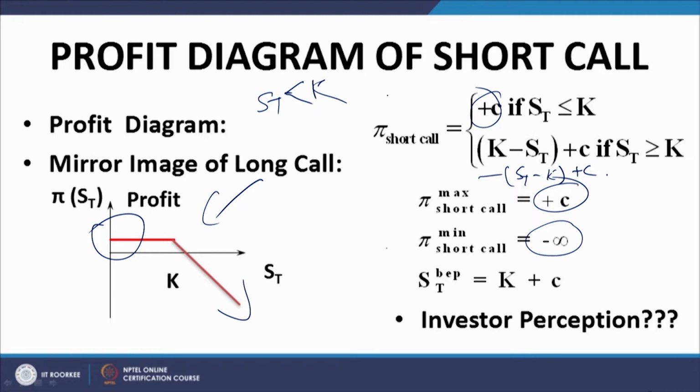I repeat, a party would be willing to write an option on an underlying asset if the perception is that the underlying price will remain below the exercise price, and as a result of which the option will not be exercised, and as a result of which the premium would accrue to his account.